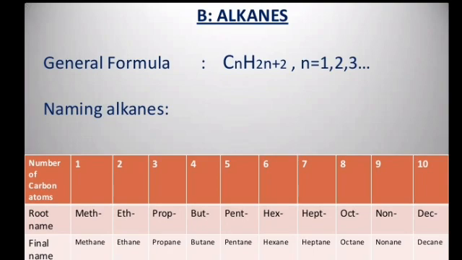Alkanes have a general formula of CnH2n+2, where n starts from 1, then 2 and 3 and so on. In naming of alkanes, we have two parts, that is the root name and the final name. If there is one carbon atom, then the root name becomes meth, and at the end we add ane for alkane. So for a one carbon compound we have methane.